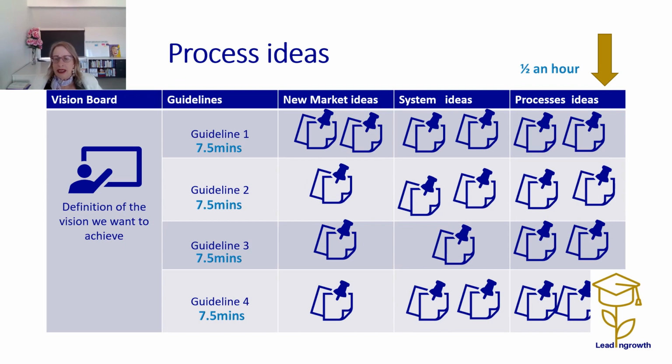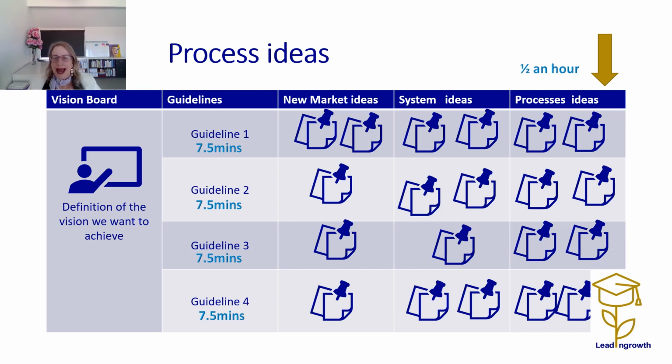So again, similar to what we've previously done, we're looking at process ideas in this final stage. Your vision board's your key thing. We've developed the vision board into 4 different guidelines. We've developed market ideas that go with each of these guidelines. Within each of these market ideas, we've developed system ideas to bring the market ideas alive. And now we're developing process ideas so that those processes will match the systems, which match the market, which match the vision board.